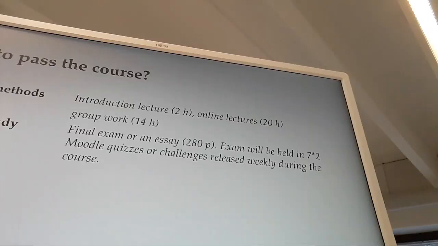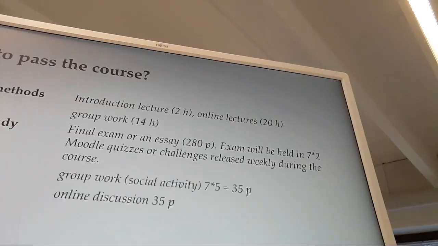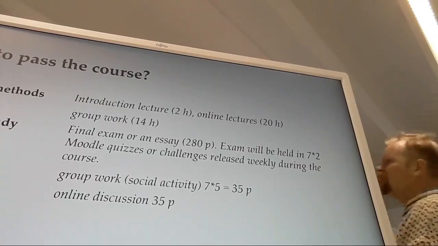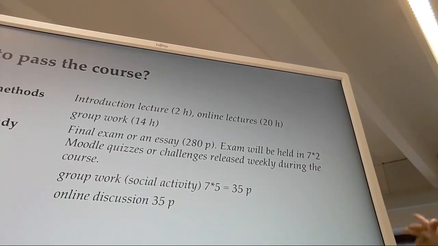So we have activity also. It's not completely an online course where you are working on your own with the computer, but we have this group work every week, and you get some additional points. Every week, if you participate on Thursdays, you can get 5 points for the participation. And then if you are active in the online discussion, you will get another 5 points every week.